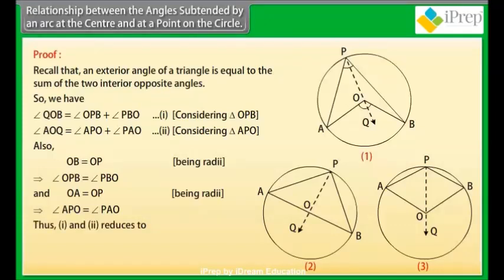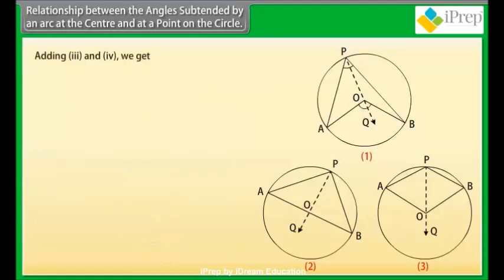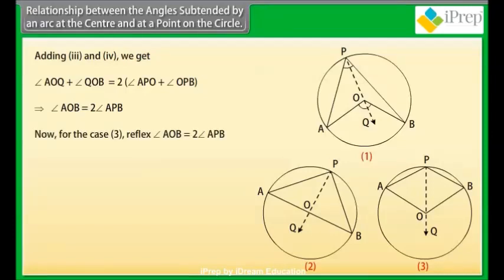Thus, 1 and 2 reduce to angle QOB as 2 into angle OPB, 3. Angle AOQ is equal to 2 angle APO, 4. Adding 3 and 4, we get angle AOQ plus angle QOB is equal to 2 into angle APO plus angle OPB. Similarly, angle AOB is equal to 2 angle APB. Now for the case 3, reflex angle AOB is equal to 2 APB. Hence proved.